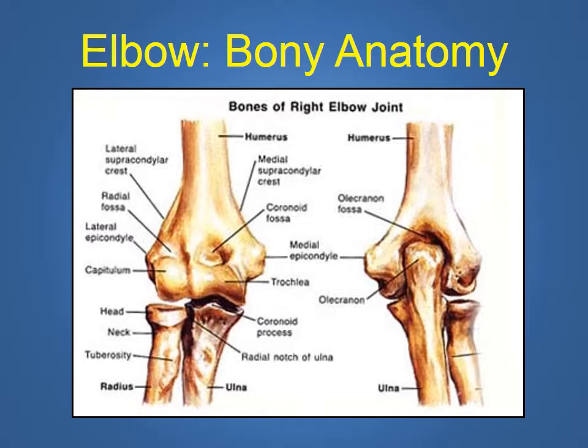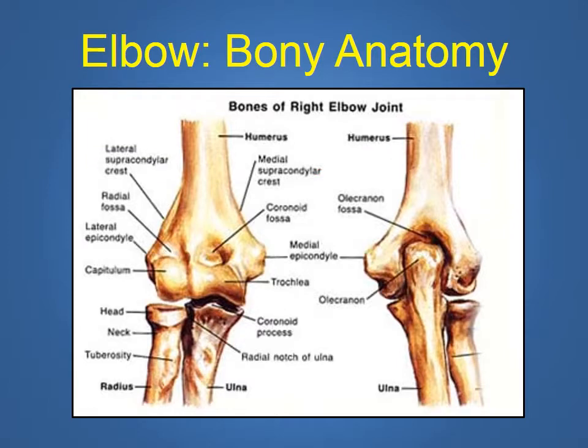This slide has two pictures of the bones of the elbow joint. The image on the left is a view of the front of the elbow, and the image on the right is a view of the back of the elbow. The elbow joint is composed of three bones. There is one bone in the upper arm known as the humerus. The red arrows point to the humerus.